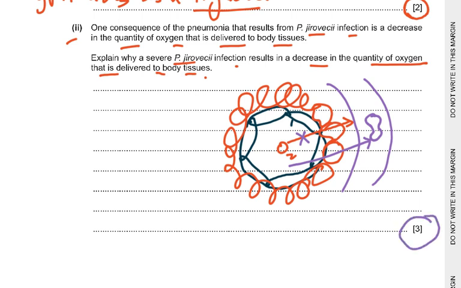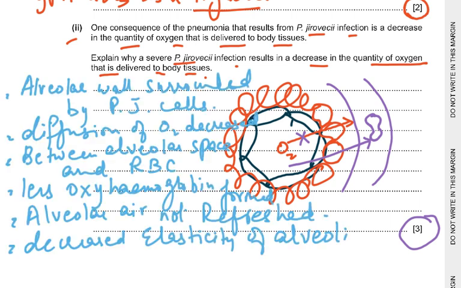So there are 3 marks. You could have written a whole lot of stuff for this. So alveolar wall surrounded by P. jirovecii. I've written PJ, but I'm sure you'll have to write the whole of it. P. jirovecii cells, or you can say alveolar wall becomes thick. Then diffusion of oxygen is decreased between alveolar space and red blood cells. Less oxyhemoglobin formed, alveolar air not refreshed, and decreased elasticity of the alveoli.